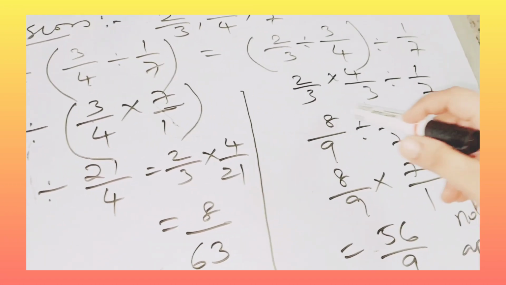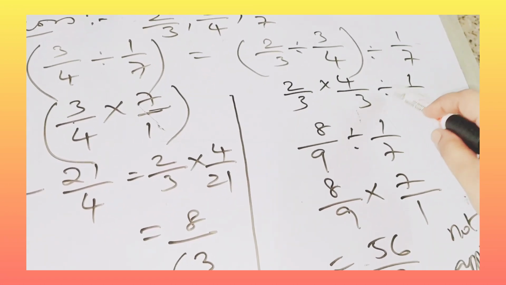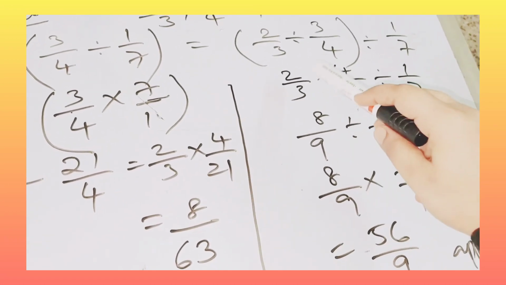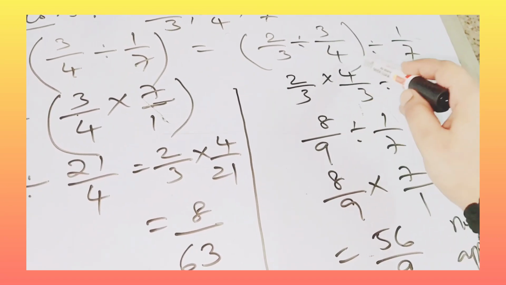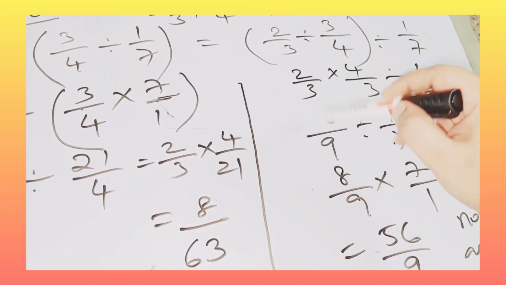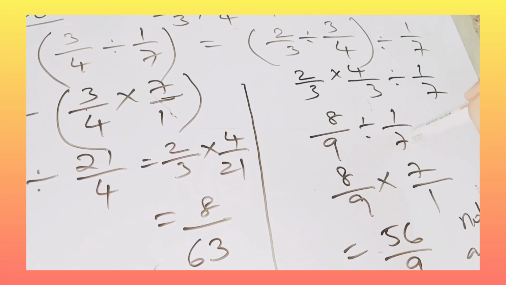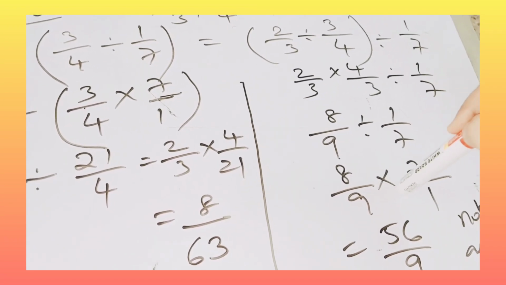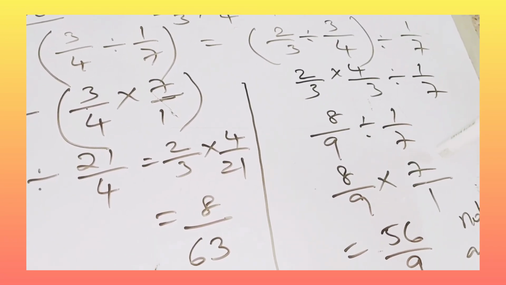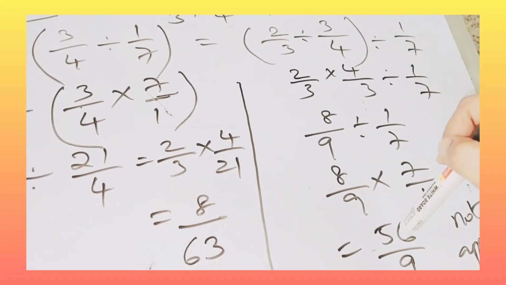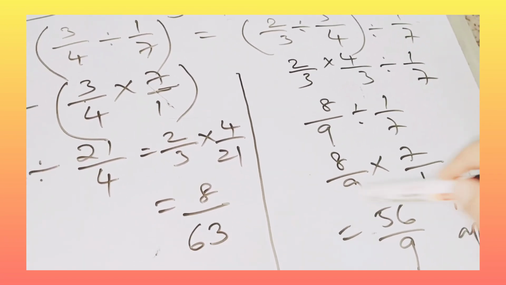Now 2 by 3 into 4 by 3 divided by 1 by 7. Here we are taking this 3 by 4 as 4 by 3. 4 2s are 8, by 3 3s are 9 divided by 1 by 7. 8 by 9 again into you have to take, then you have to invert this, 7 by 1. 7 8s are 56, 56 by 9. So the answer is different now.